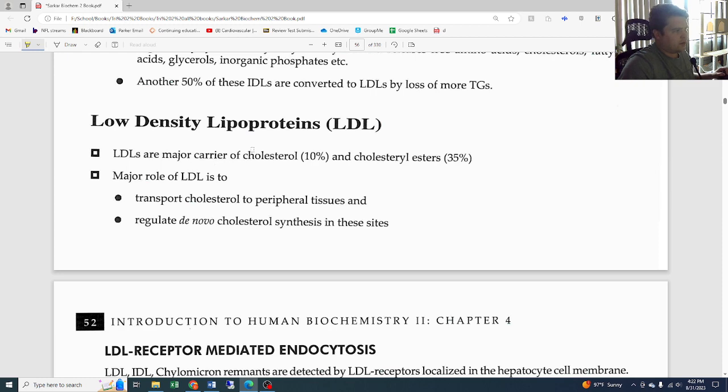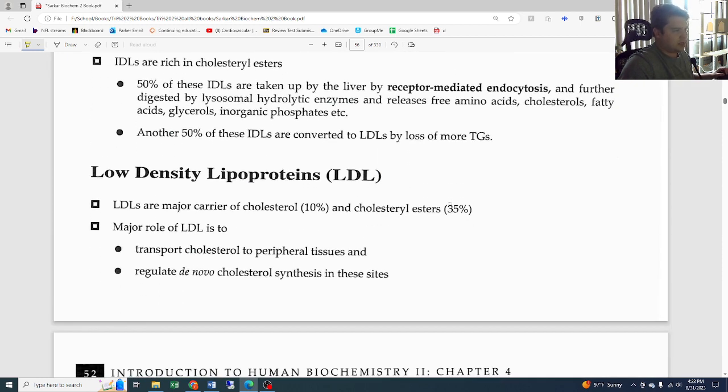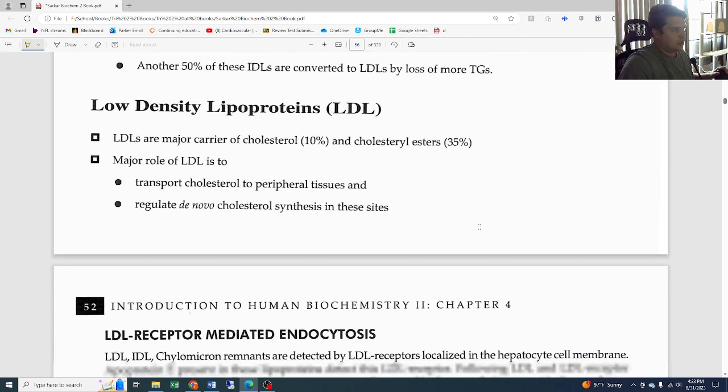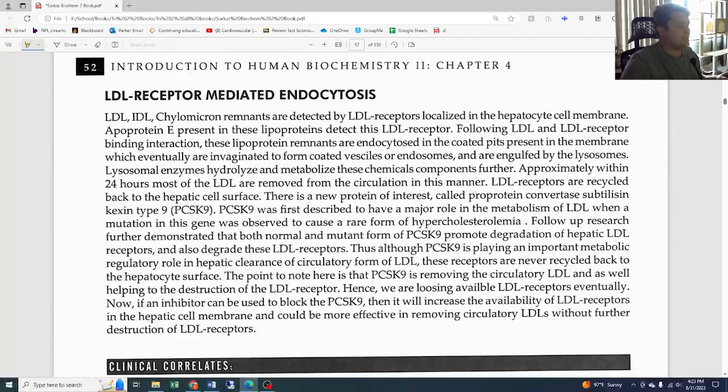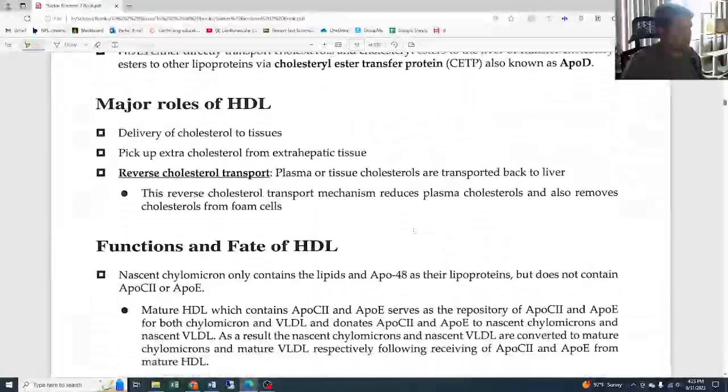Low-density lipoproteins, LDLs, are our major carrier of cholesterol at 10%, and cholesterol esters. The major role of the LDL is to transport cholesterol to peripheral tissues and regulate de novo cholesterol synthesis in these sites. We talked about how we build cholesterol. De novo just means new, so it regulates new cholesterol synthesis in those different sites. Remember that negative feedback loop of cholesterol: if we have cholesterol, it's going to inhibit HMG-CoA synthase from continuing to produce cholesterol. Okay, we're getting close to the bottom here.